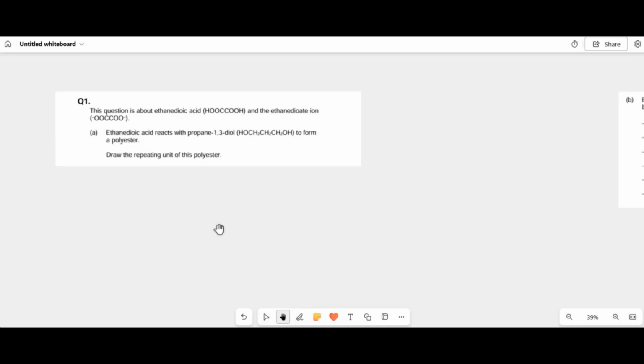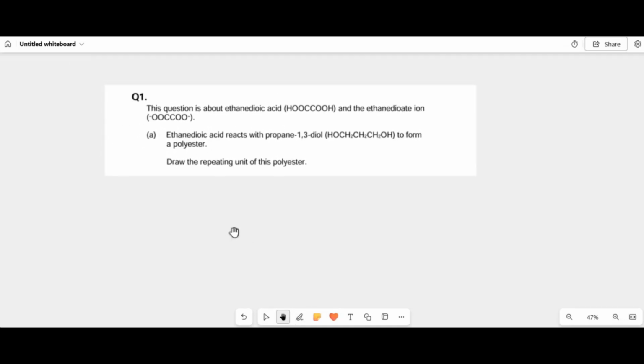Question 1A. We've got ethanoic acid and ethanoic ion. Safe. Ethanoic acid reacts with propanediol to form a polyester.